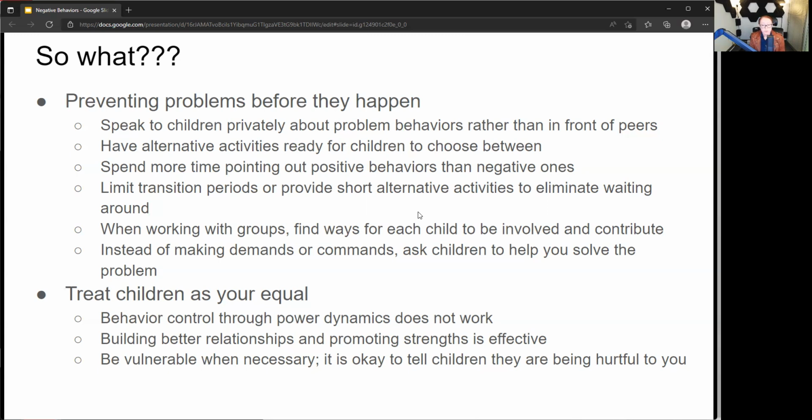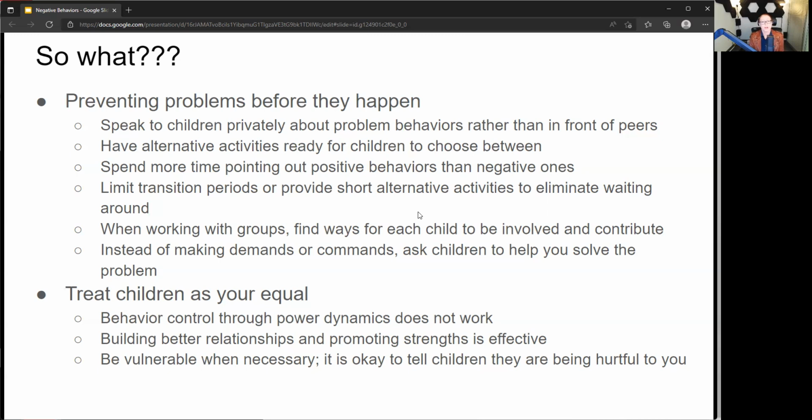And last but not least, feeling vulnerable and being vulnerable with children. Sometimes adults react because they feel disrespected. They feel like, I'm the adult. They should automatically respect me. They're not showing respect. And so why not just be vulnerable and say, hey, that feels hurtful when you do that. Were you trying to be hurtful?